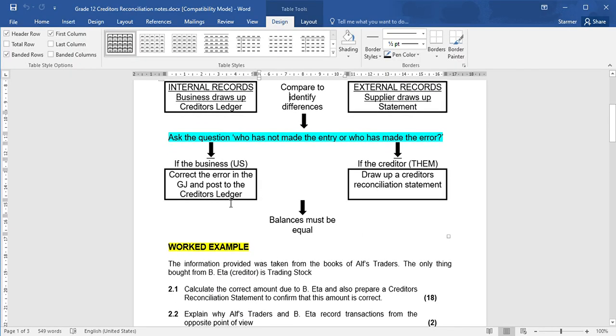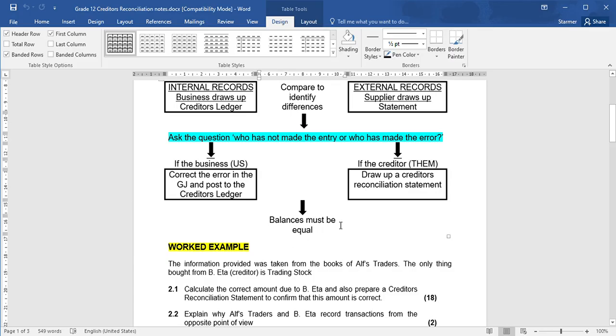If we've made the error, we'd need to correct in the general journal, and then we need to post to the creditor's ledger. In other words, update the creditor's ledger. The second thing we need to do is draw up the creditor's reconciliation statement that contains all things that they haven't recorded. We would then send that creditor's reconciliation statement together with payment, showing the creditor how we arrived at the amount that we are paying them. And obviously, once you've fixed up all the errors and differences, the balances must be equal.